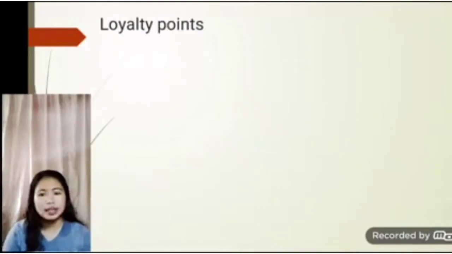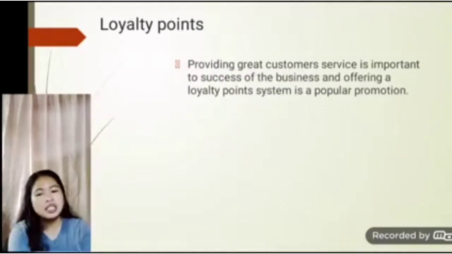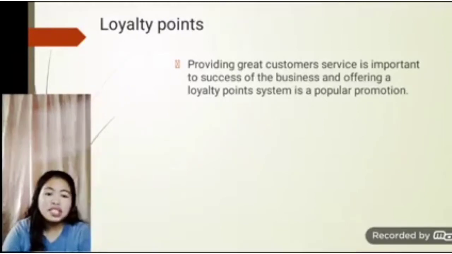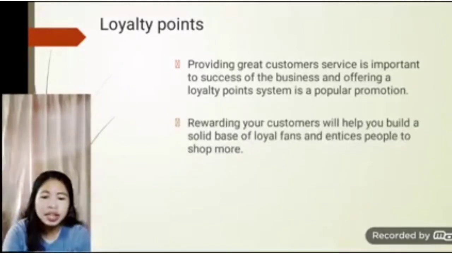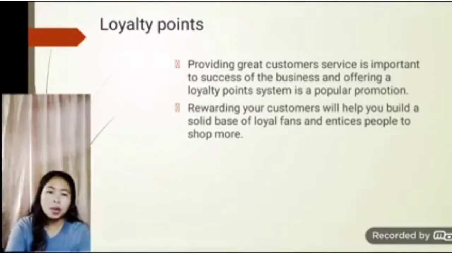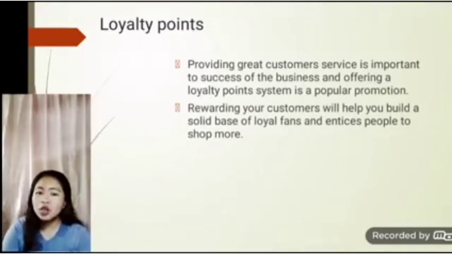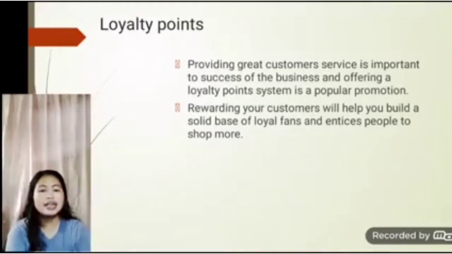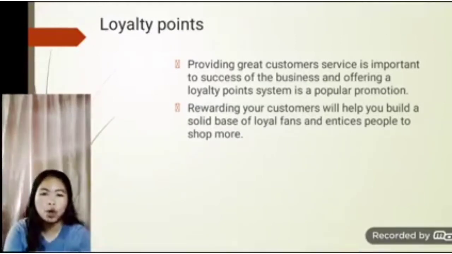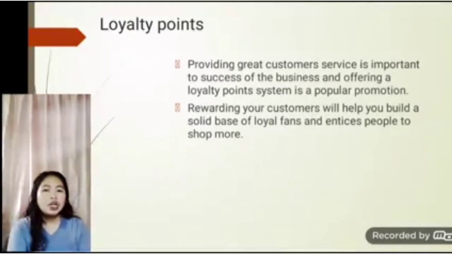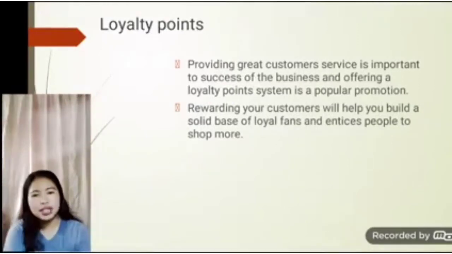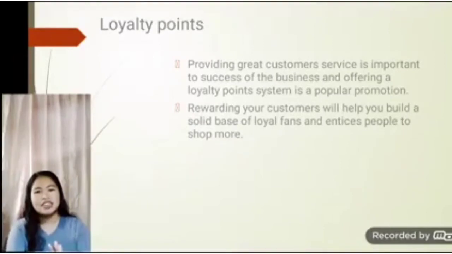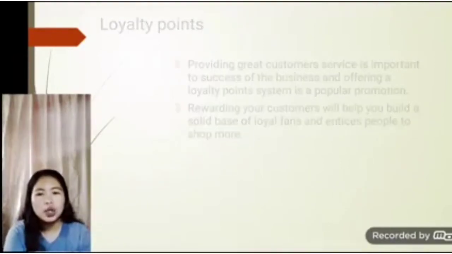So, next is loyalty points. So, what is loyalty points? Providing great customer services is important to success of the business, and offering a loyalty point system is a popular promotion. Rewarding your customers will help you build a solid base of loyal fans and entice people to shop more. So, loyalty points, yung mga suki, yun. Yun yung example ng loyalty points.